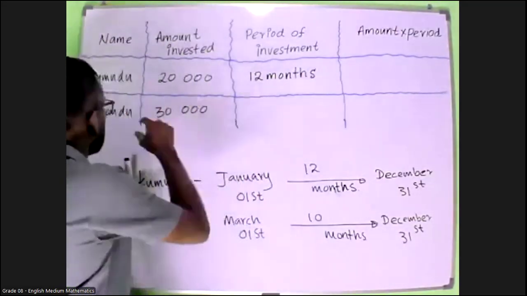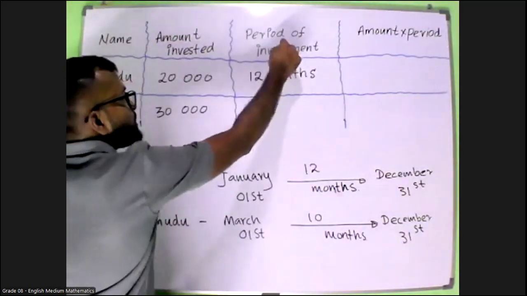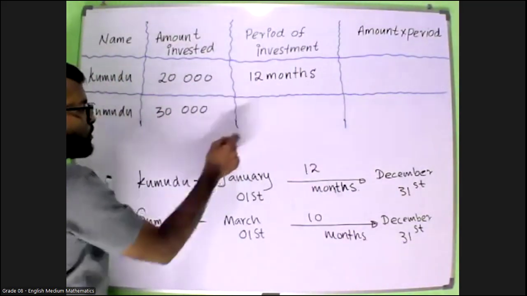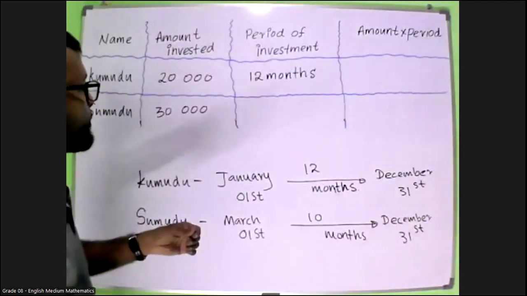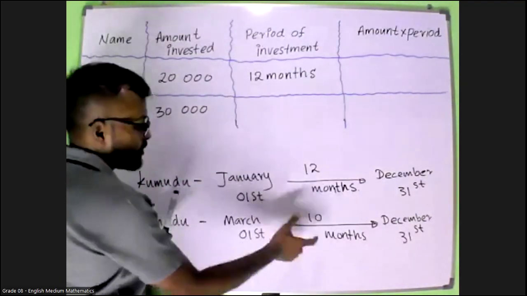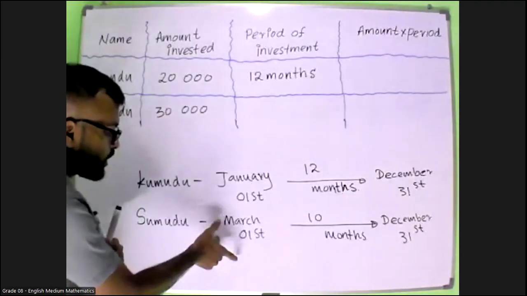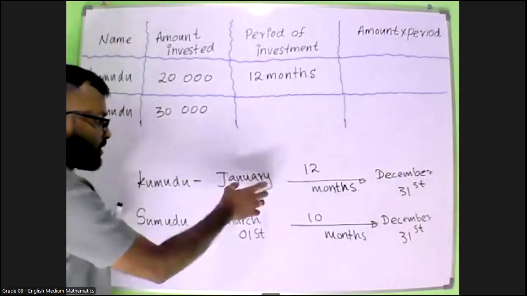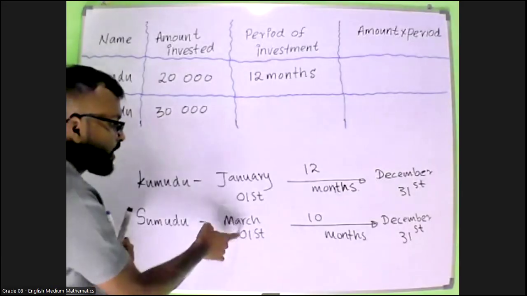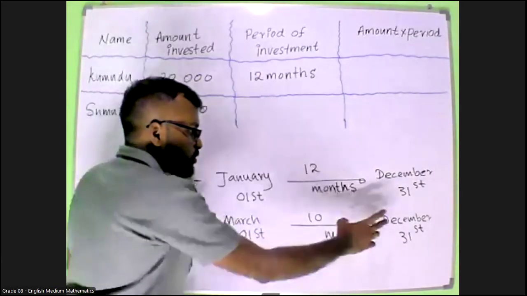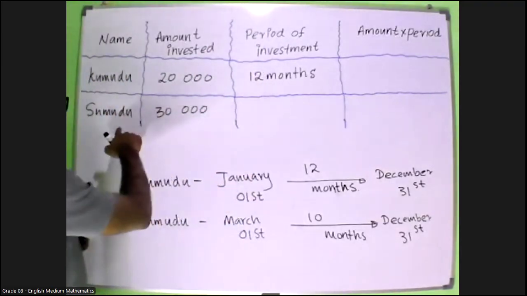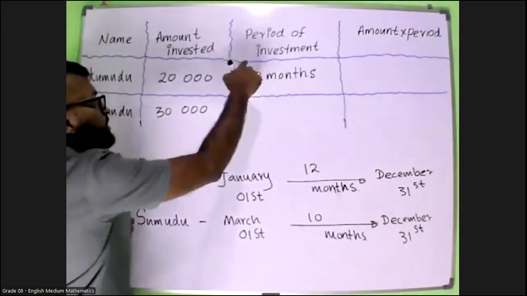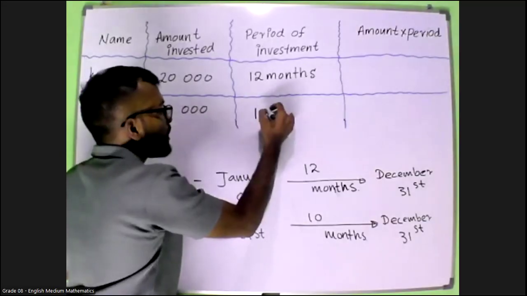What is the period of investment for Sumudu? Tell me. 10 months. Yes, 10 months, because we have found it here. Sumudu joined the business 2 months later, March to December, total 10 months. So Sumudu has invested 30,000 rupees for 10 months.